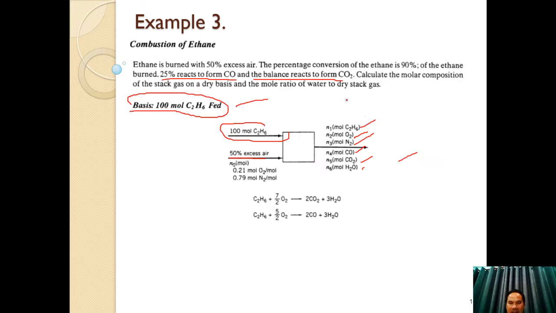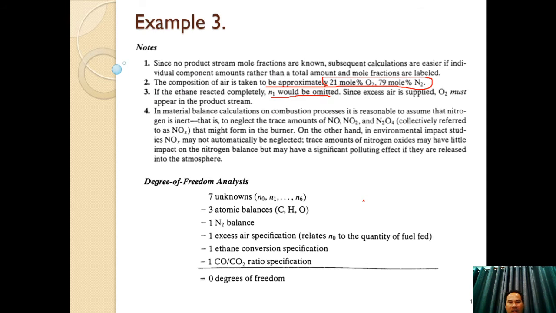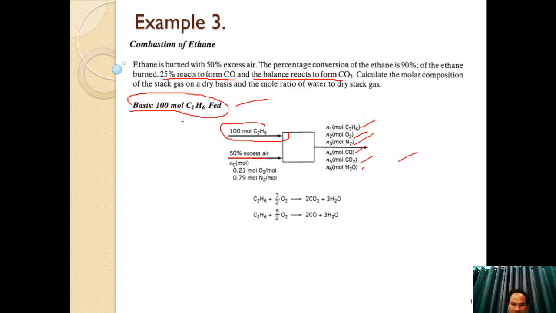O2 appears in the output because we have excess oxygen. Okay, for the material balance calculation, in this case, we assume nitrogen is inert. Nitrogen is inert. There is no reaction because we don't know the temperature.